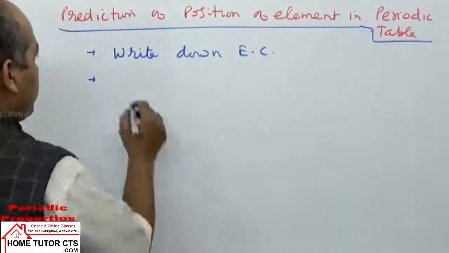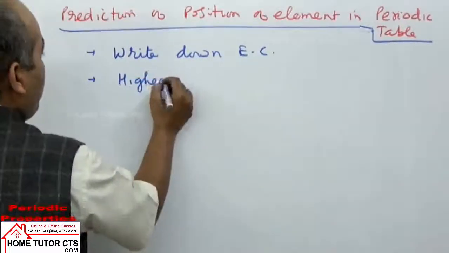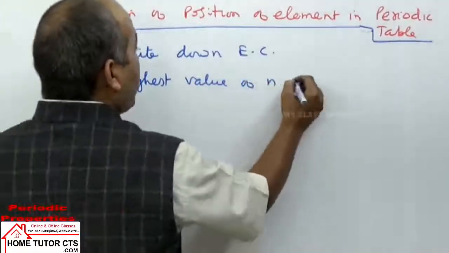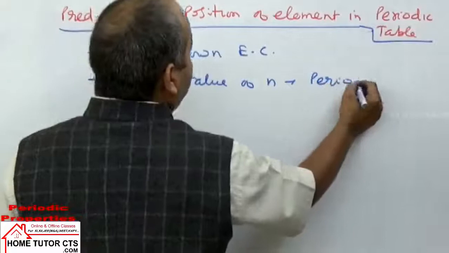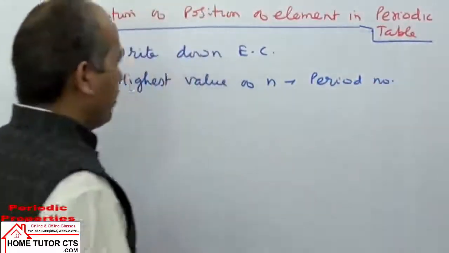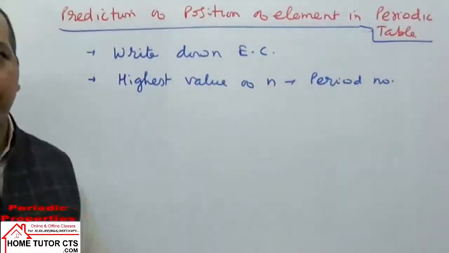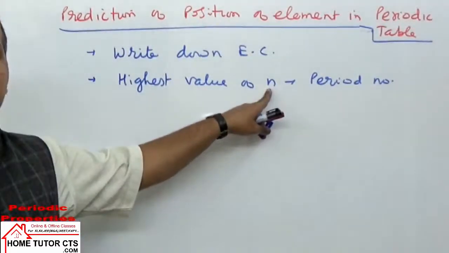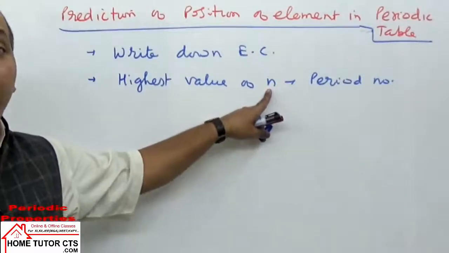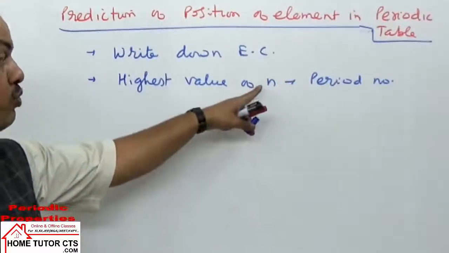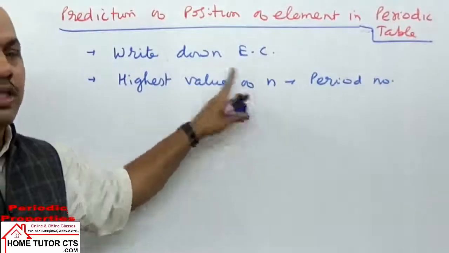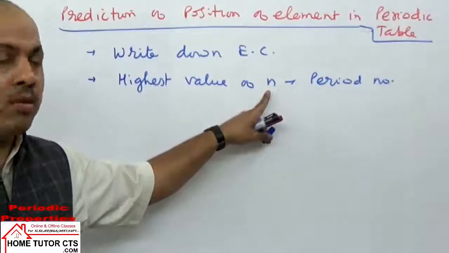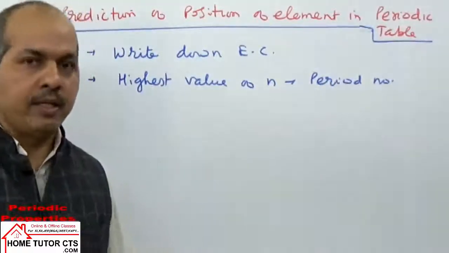Then, in the configuration, the highest value of n will give the period number of the element. In the entire configuration we can have 1s2, 2s2, whatever. The highest value of n, where n is the principal quantum number, not of the last electron but the highest value in the entire configuration, will tell the element's period number.